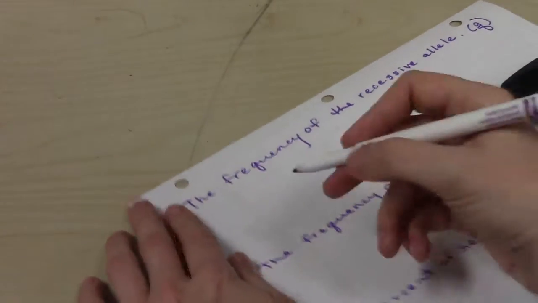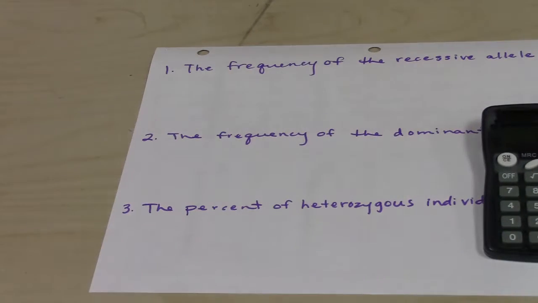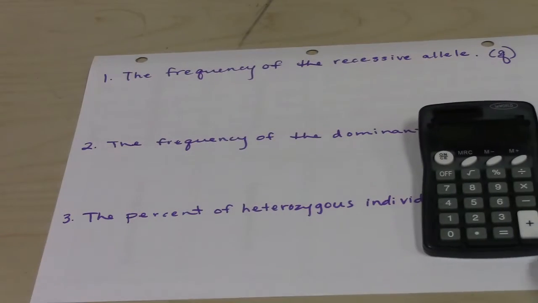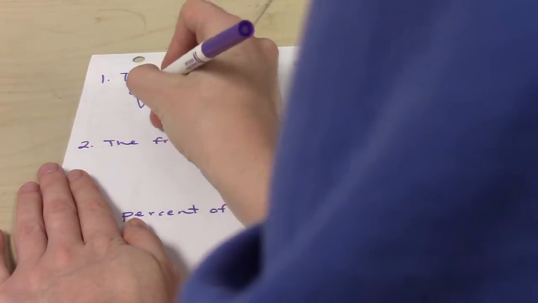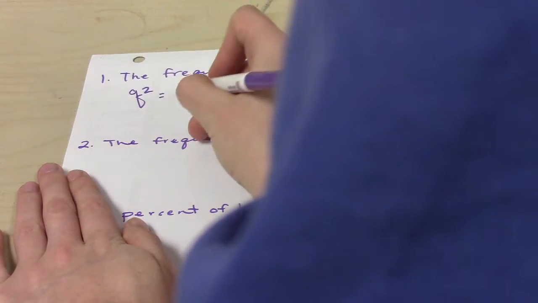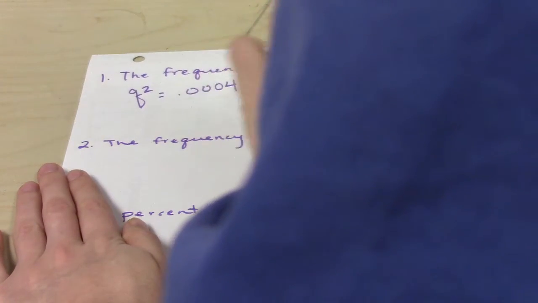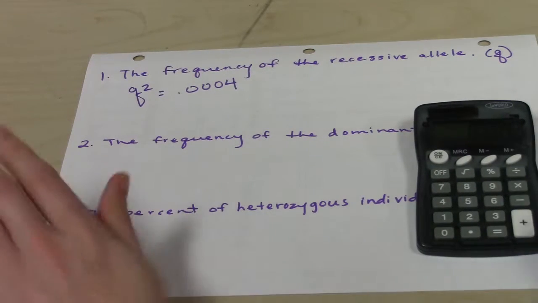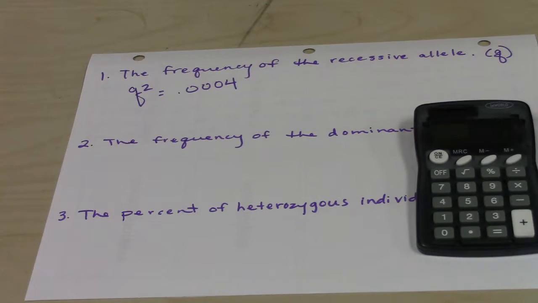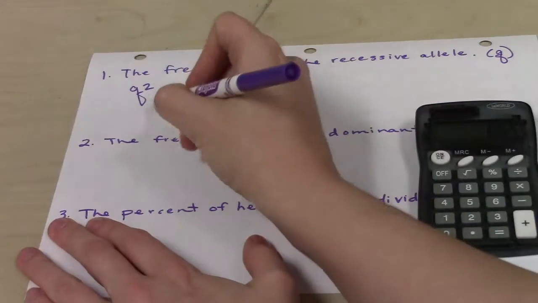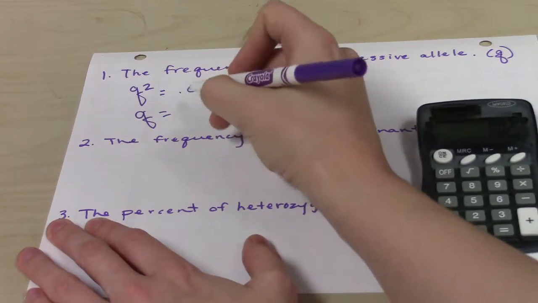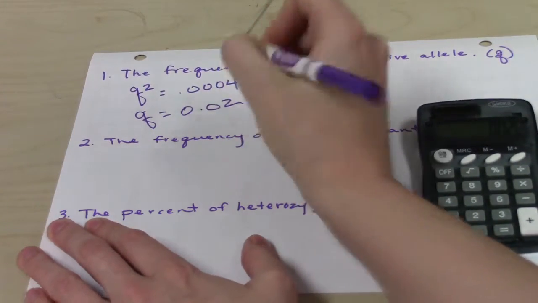So we can say Q squared equals 0.0004. And so to find Q itself, we just take the square root of Q squared. So I'll push my little square root button, and that gives me that Q equals 0.02.